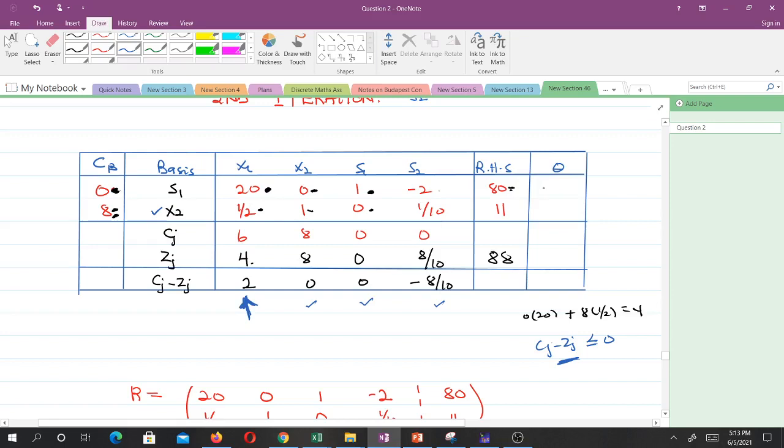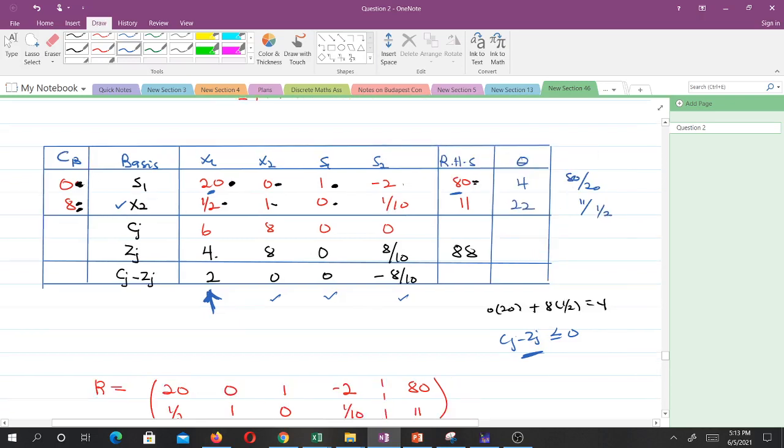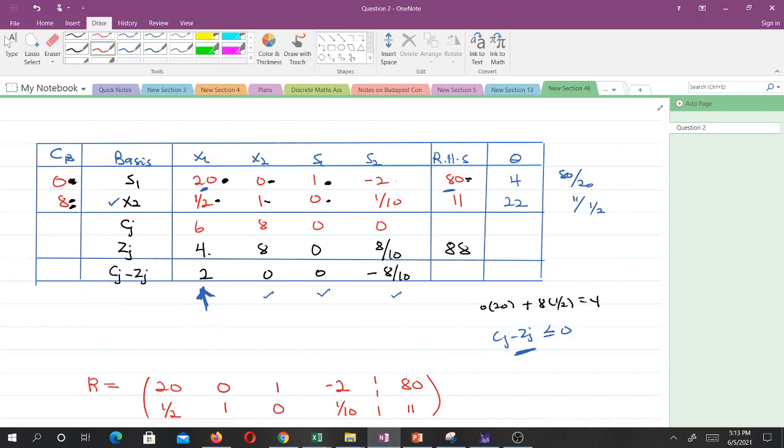So for here I'm going to get 80 over 20, the right hand side over 20, since it's under x1, and that is going to give us 4. Then this is going to be 11 over half, which will give us 22. Since this one here is the smallest, smaller than what we have here, that means this row is going to go out for x1 to enter there.